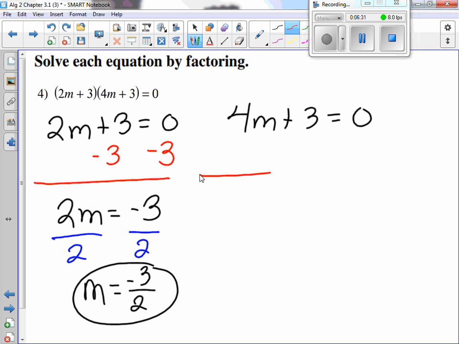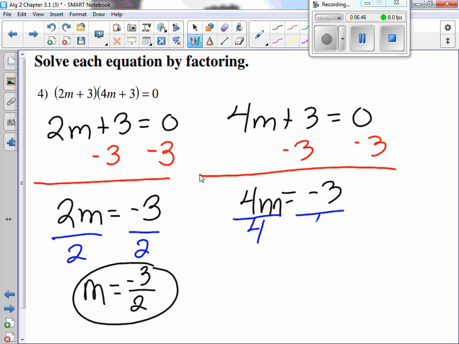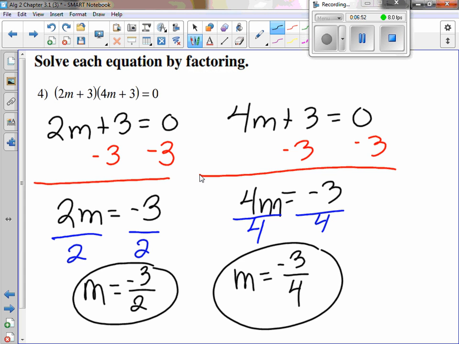So looking at this here, what would we do first? We're going to subtract 3 from both sides, which would give us 4m is equal to, then we divide by 4. M is equal to negative 3/4. And that's it.